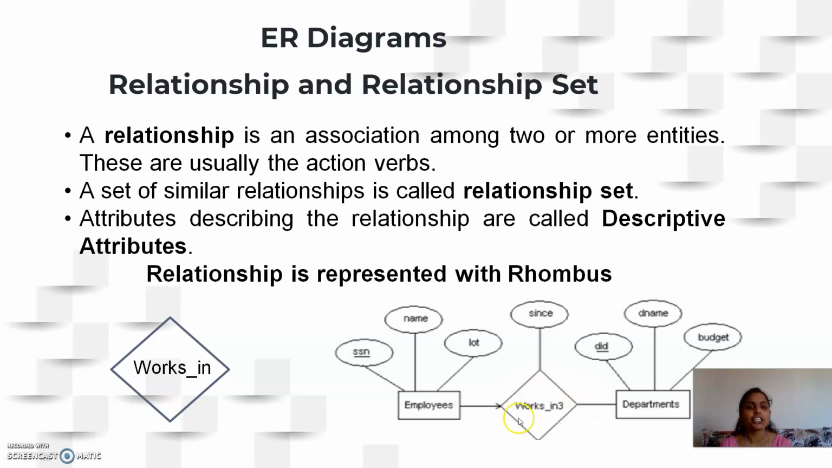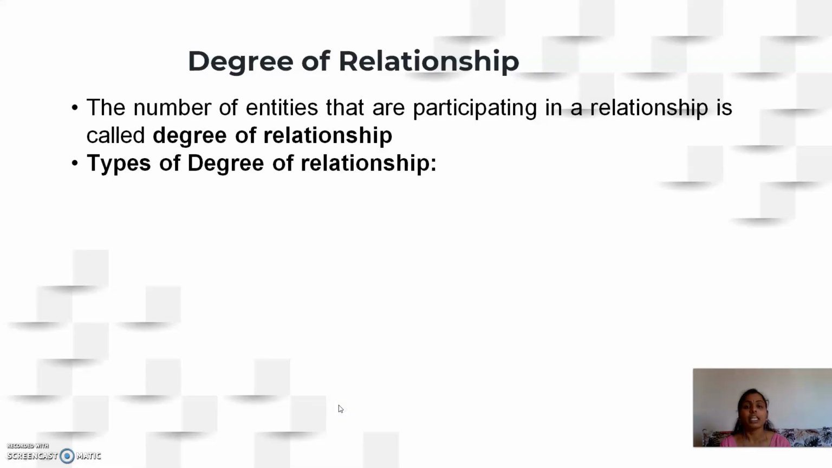So here the relationship that we are considering is the works in relationship. And for this relationship, there could be an attribute describing it. What could be that attribute? Since. So from which date this employee is working in this department can be depicted in this format. So here since is called the descriptive attribute, which describes the tenure from which an employee is working in a department.